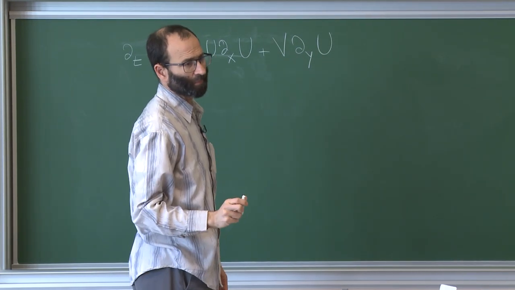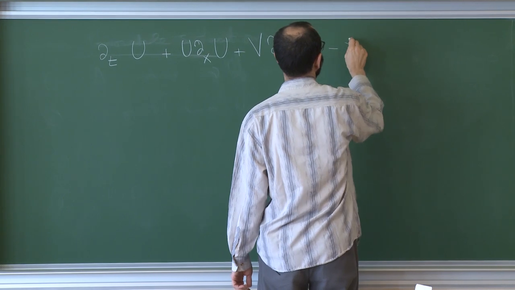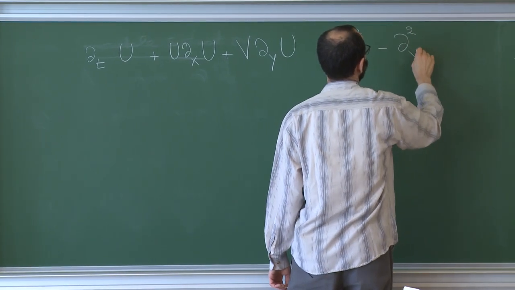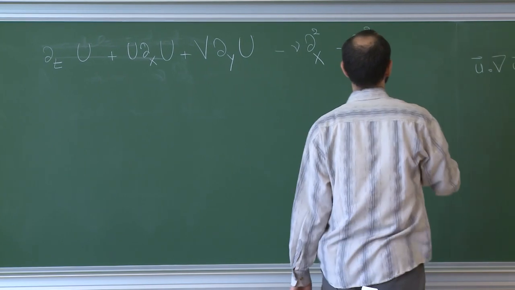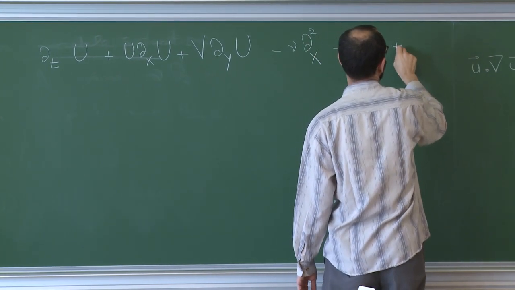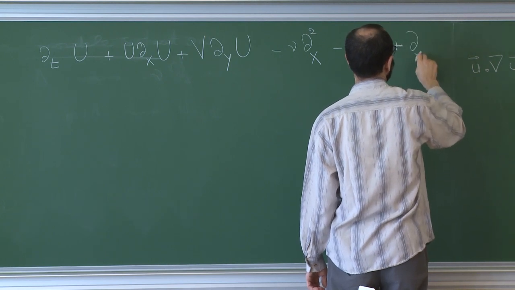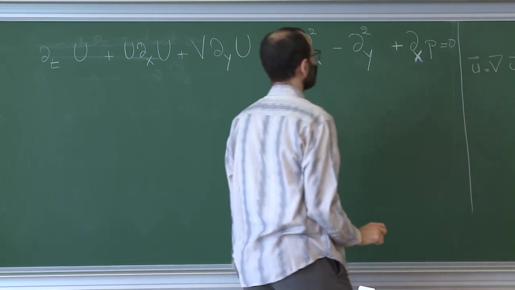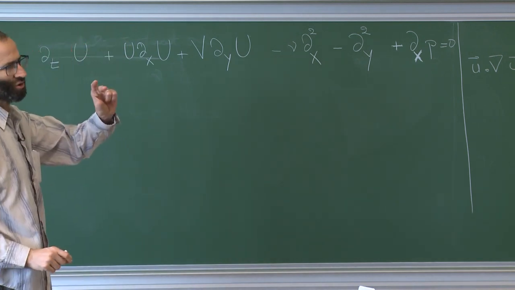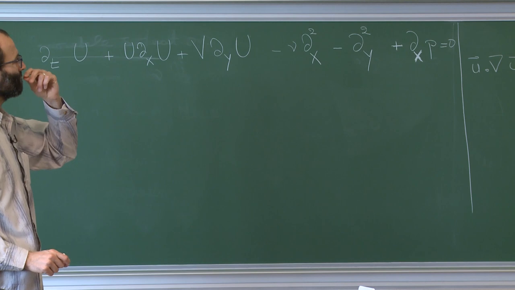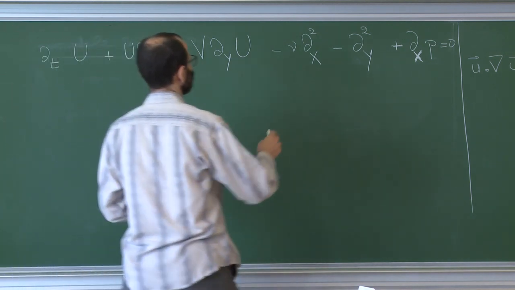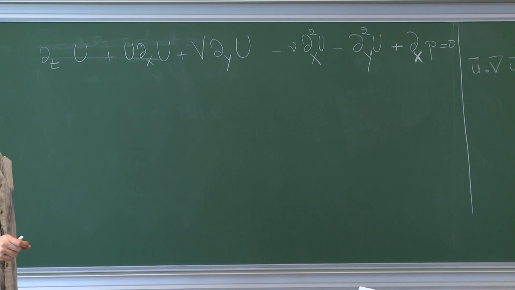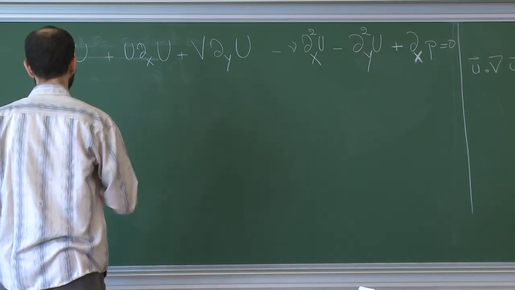Now the viscosity, I will keep minus nu d2x minus d2 capital Y plus the pressure d capital X of P. So this is the equation, right? Now, the pressure, okay, let me keep it like this as well. Right? Makes sense? Okay, now let's write down the equation for the second component.